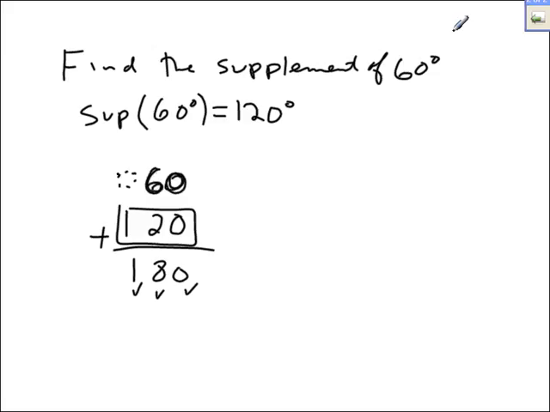And if you knew that 60 plus 120 is 180, that tells you the supplement to 60 is 120. Of course, you can do 180, take away 60, and find out that the other angle must be 120. Okay, either or. Addition and subtraction are pretty much the same.